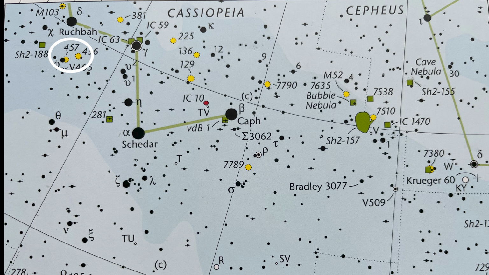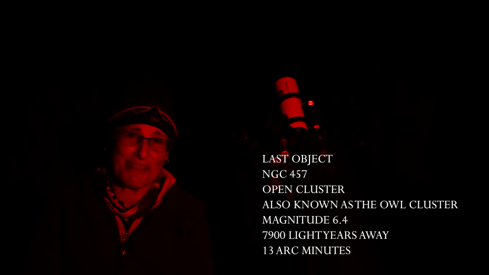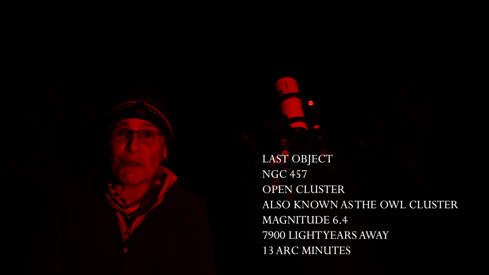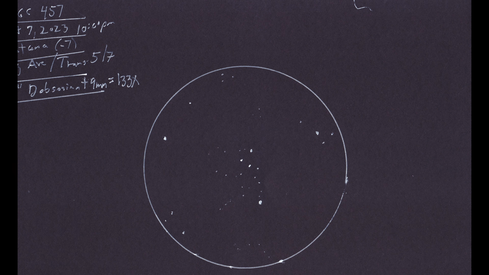Now lastly, let's scoot over a little bit more from Gamma Cas about 4 degrees southeast to NGC 457, sometimes called the Owl Cluster or the ET Cluster, also known as the Caldwell 13 or C13. It's an open cluster, magnitude 6.4, 7,900 light years away, and apparent size 13 arc minutes. What does it look like to you? Does it look like an owl or a dragonfly or something else?